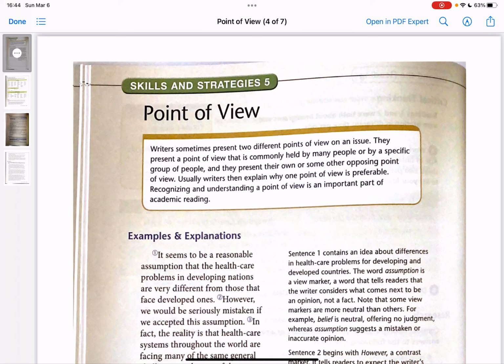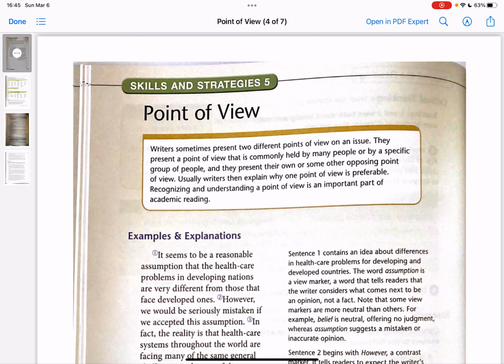Let's talk about skills and strategies 5 from your textbook point of view. A lot of times, writers don't just talk about their own opinion about a topic. Sometimes they present a point of view that's commonly held by many people or by a group of people. And then they present their own opinion or another opposite point of view.